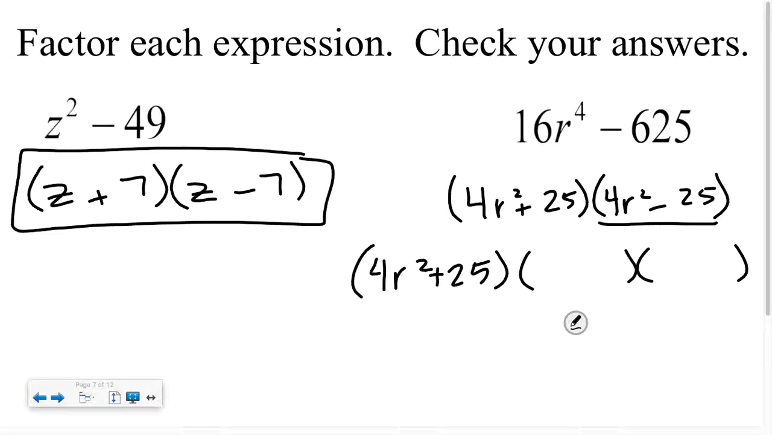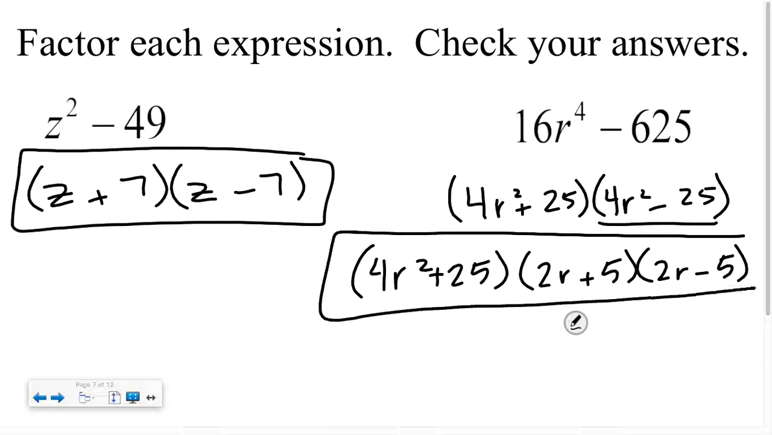Square root of 4r squared: 2r. Square root of 25: 5. And then one's plus and one's minus. 2r plus 5, can't do anything there. 2r minus 5, those aren't perfect squares, so now we are done. That's the whole thing factored.